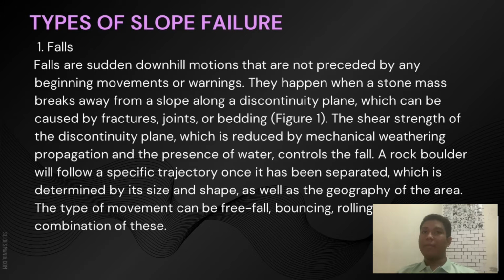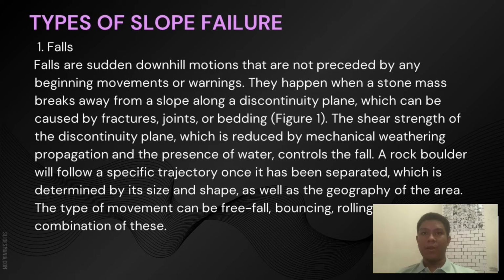And next is types of slope failure. The first is falls. Falls are sudden downhill motions that are not preceded by any beginning movement or warnings. They happen when a stone mass breaks away from a slope along a discontinuity plane, which can be caused by fractures, joints, or bedding. The shear strength of the discontinuity plane, which is reduced by mechanical weathering propagation, and the presence of water controls the fall.